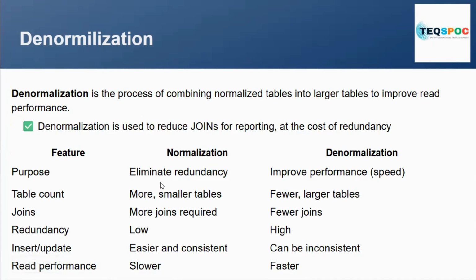So what is denormalization? We normalized to reduce the redundancy. Now with denormalization we get the redundant data back. It is the process of combining the normalized tables into a larger table to improve performance. Denormalization is used to reduce joins for reporting, at the cost of redundancy. Okay, so that is denormalization. It is the vice versa of normalization. As for the differences between normalization and denormalization, you can get them from this table.